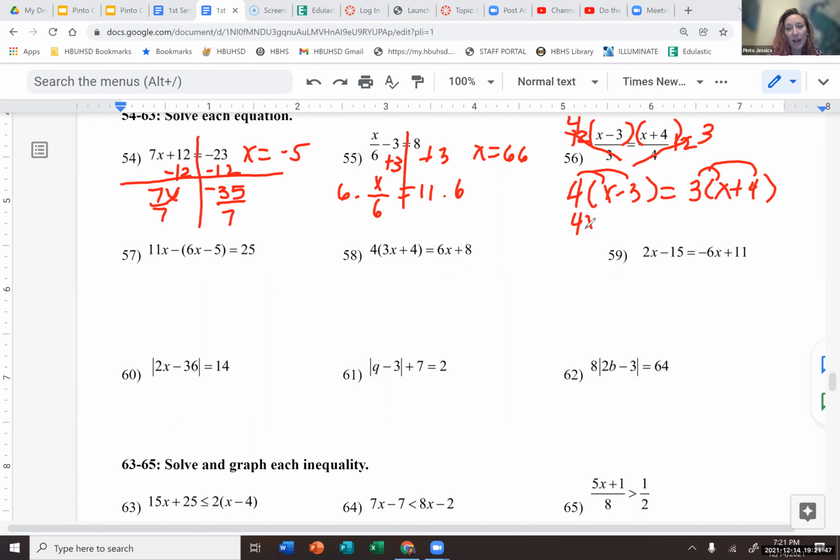So that's 4x minus 12 is equal to 3x plus 12. And then I'm going to add 12. That's not 0, that's 12 plus 12, that's 24. I'm also going to minus 3x. So that would be 1x is equal to 24, so x is equal to 24. Ran out of space on that one.